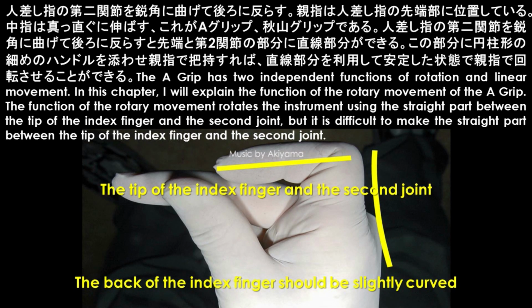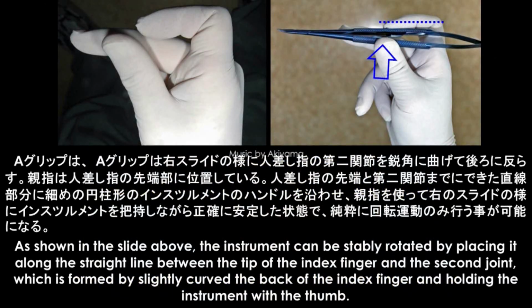The function of the rotary movement rotates the instrument using the straight part between the tip of the index finger and the second joint, but it is difficult to make that part straight. As shown in the slide, the instrument can be stably rotated by placing it along the straight line between the tip of the index finger and the second joint, which is formed by slightly curving the back of the index finger and holding the instrument with the thumb.